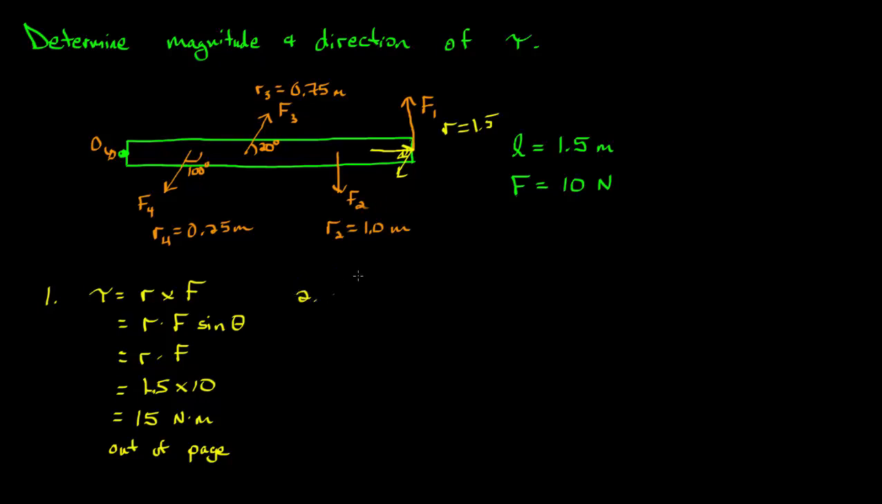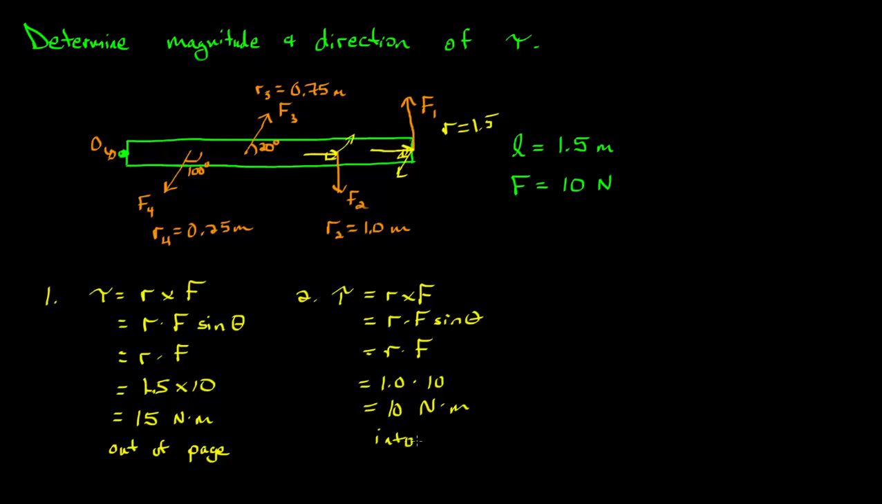All right. Number 2 is in this direction. It's perpendicular to R. R is this way, and R is 1.0. So we get that the torque is going to be R cross F, which is going to be RF sine theta. Theta again is 90 degrees, so we just get RF, which would be 1.0 times 10. So we get 10 Newton meters. And then following the right-hand rule, the torque is going to be into the page.